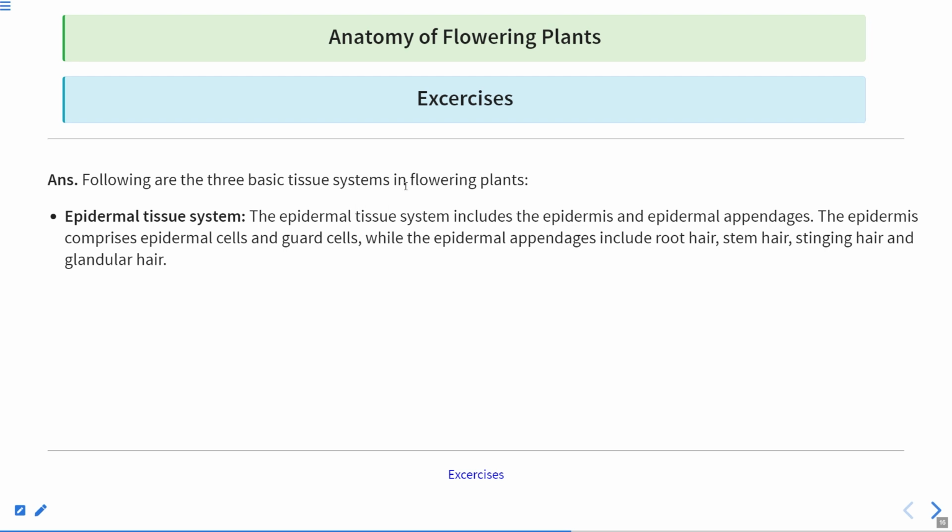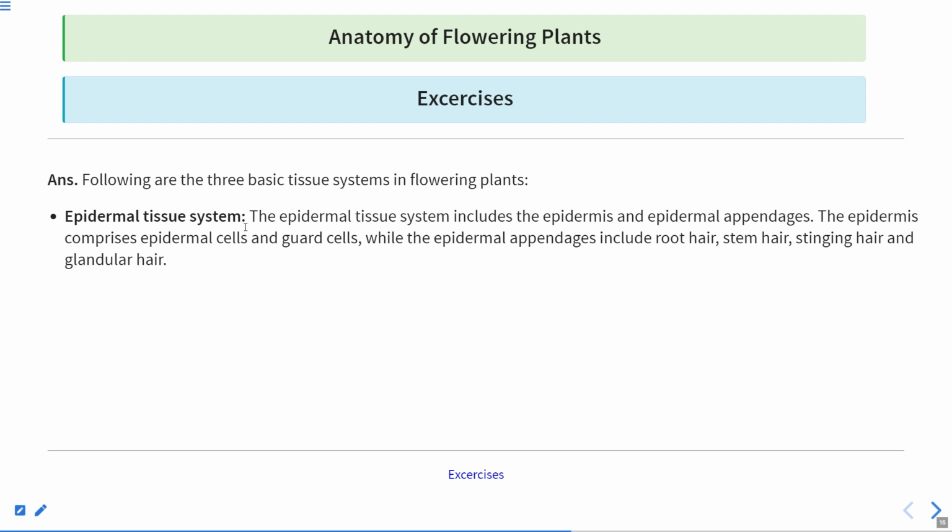In the flowering plant, you can see the three basic systems of the tissue. Number one, the epidermal tissue system. This epidermis is present all over the plant surface, whether it is a stem, a root, or a leaf. The outer surface of any organ of the flowering plant, whether it is stem, roots or leaves, is made up of epidermal cells, right? And it forms a tissue, and that particular system is called the epidermal tissue system.